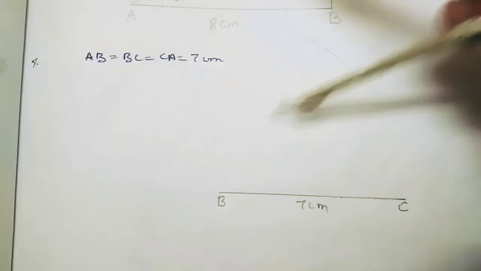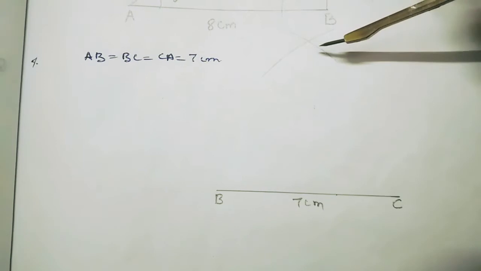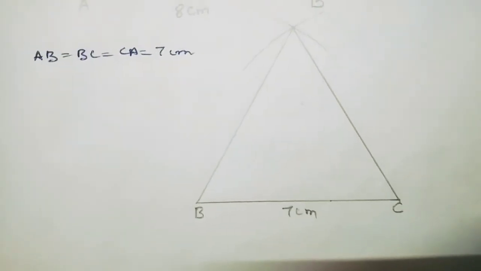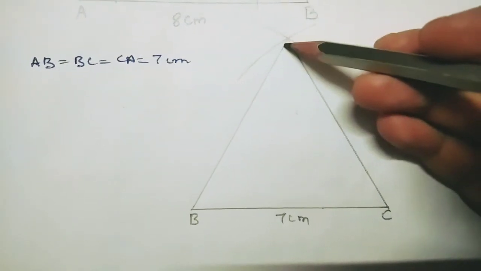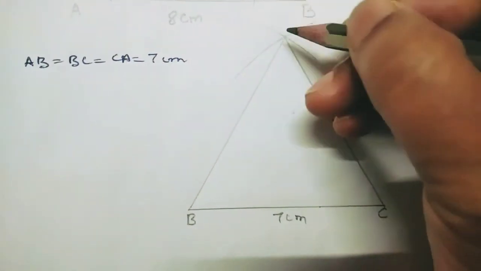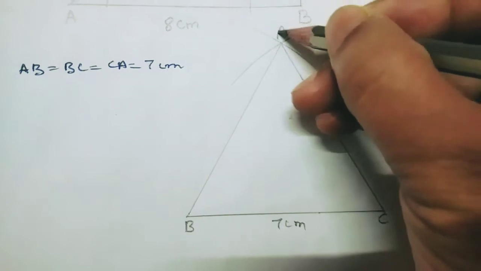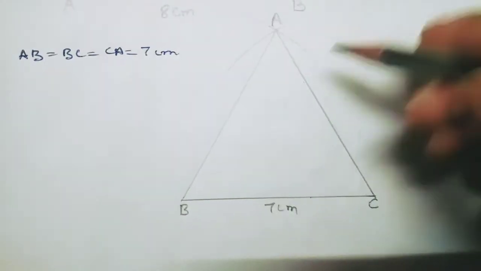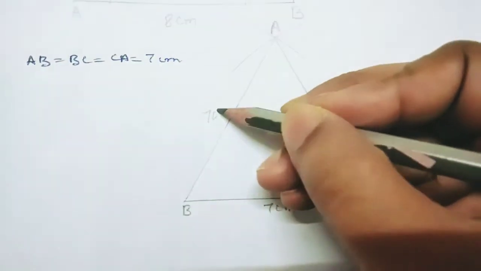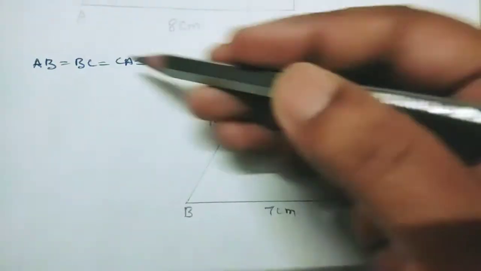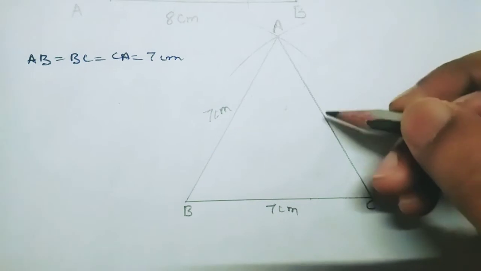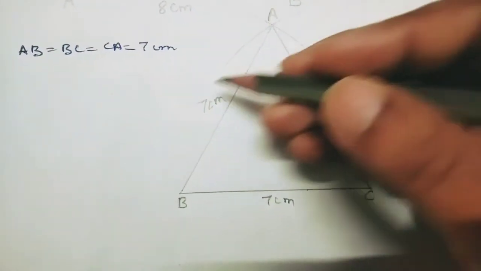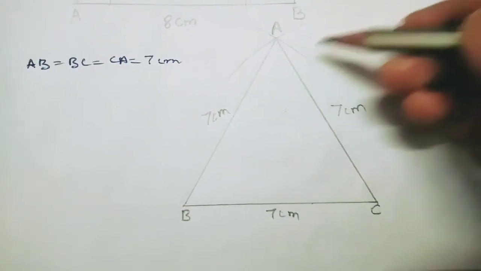Now I will join these B and C with this line. So now you can see I have joined this line from point B and C. Now I will give this point A. Okay, so this is our required triangle ABC, and all the sides, AB equal to 7 centimeter and AC equal to 7 centimeter. All the sides are equal. If all the sides of a triangle are equal, that is an equilateral triangle.